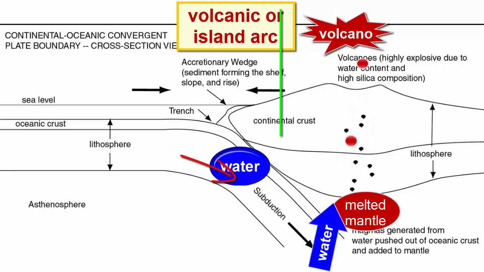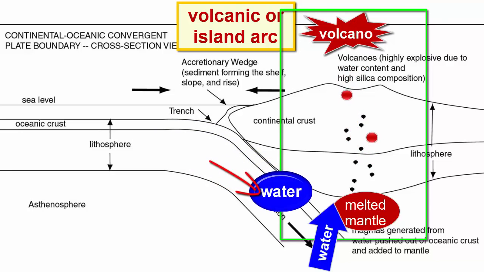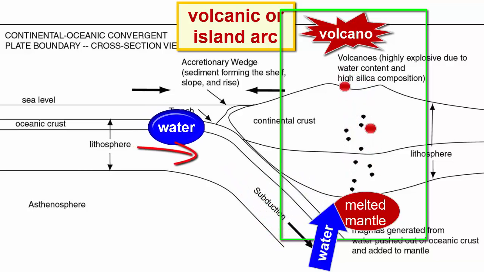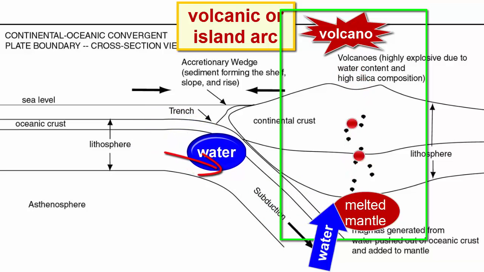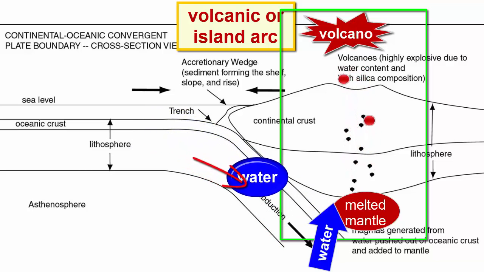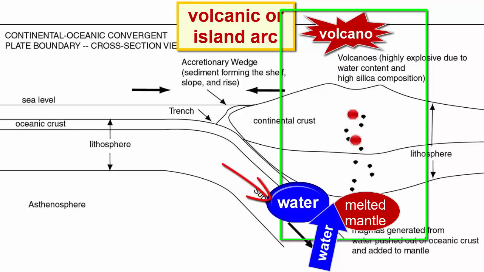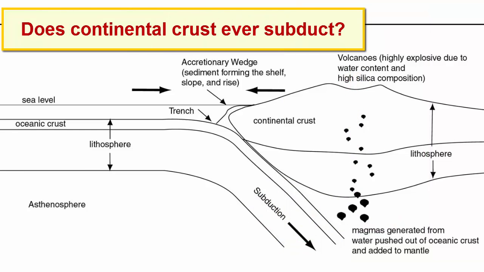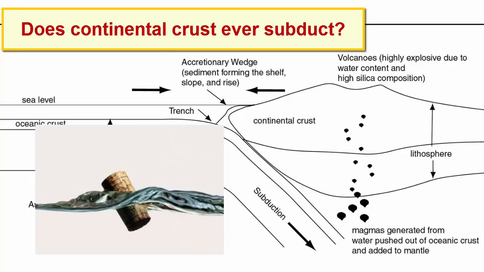Subduction zone volcanoes always happen above the subduction zone on the plate that does not subduct, and produce some of the most hazardous volcanoes in the world. Why? Among other things, all that water can produce high amounts of pressure underground. Does continental crust ever subduct? No. Why not? It's the least dense material on the planet.